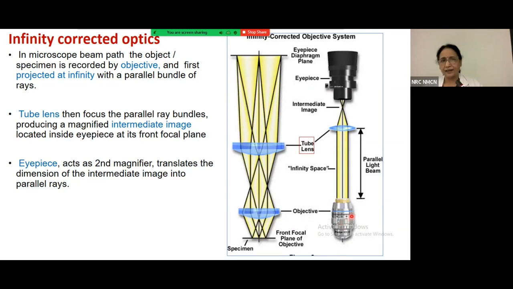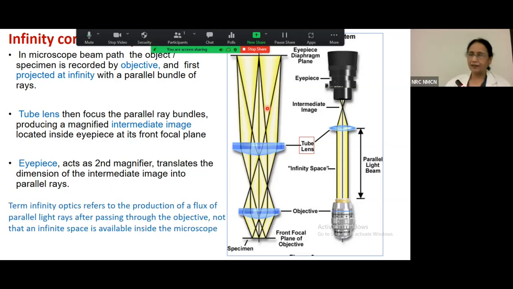Here it shows that a specimen is recorded by this objective and it is first projected at infinity with a parallel bundle of rays. Then the tube lens focuses this parallel ray bundle into a magnified intermediate image located inside the eyepiece at its front focal plane. This eyepiece then acts as a second magnifier, and this translates the dimension of the intermediate image into parallel rays, just like here.